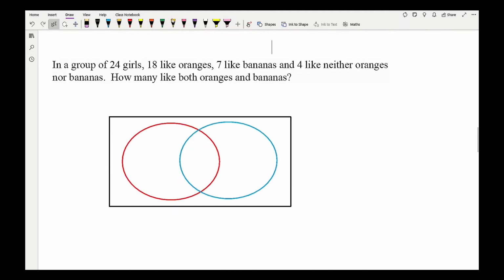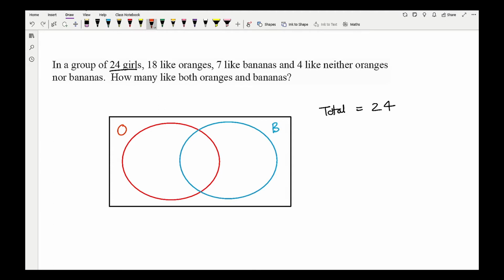So it says here that in a group of 24 girls, 18 like oranges, 7 like bananas, and 4 like neither oranges nor bananas. So first of all, let's get this information down in terms of the key points. We've got 24 girls, so the total must add up to 24. Now 18 like oranges, so let me label these two: oranges and bananas. Let's go for blue. So I've got O and B.